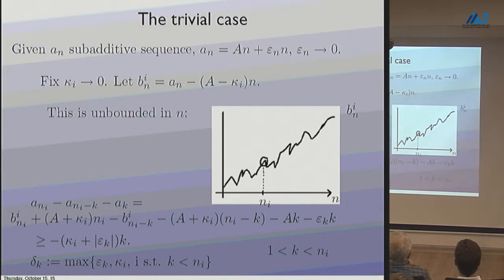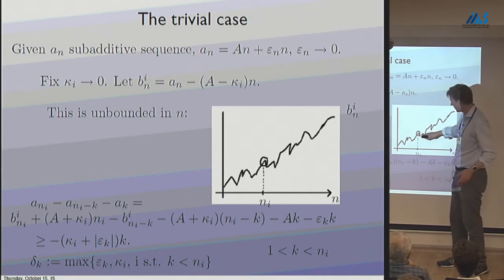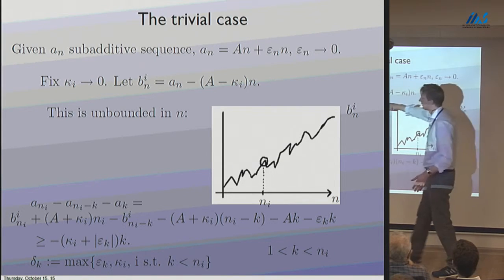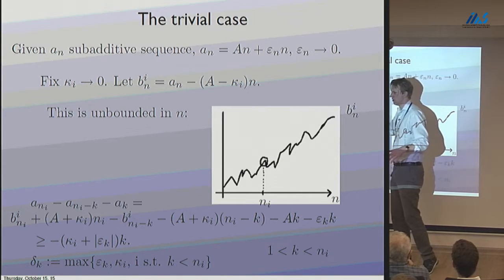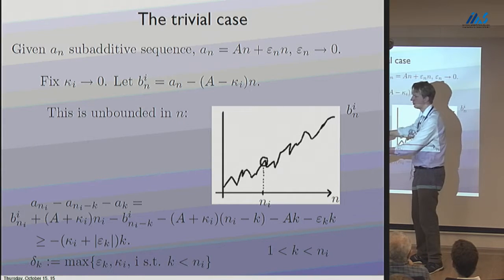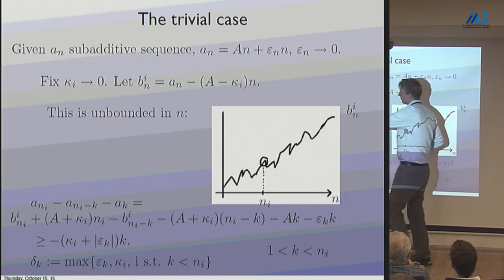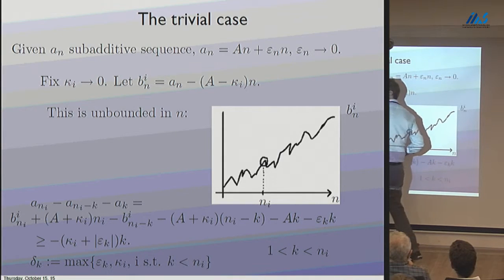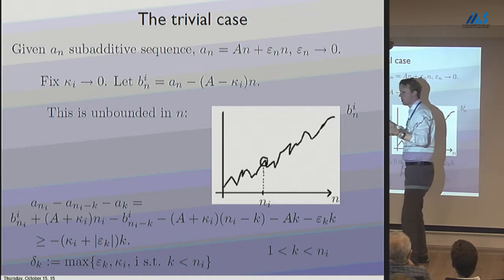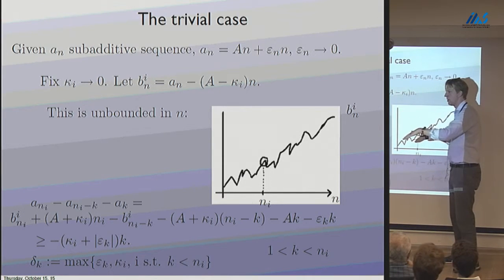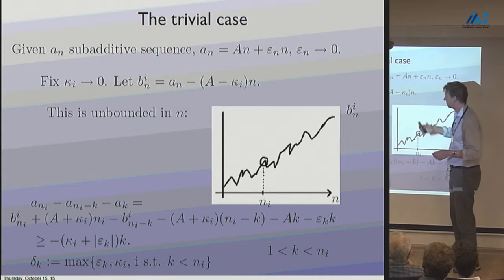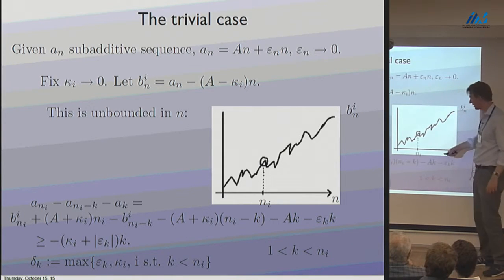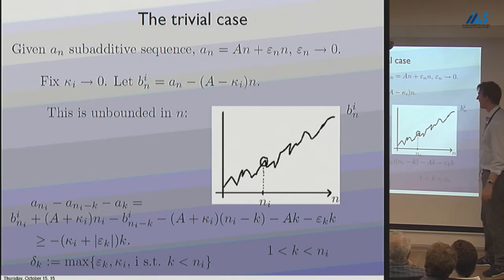So how do you choose kappa_i? Fix kappa_i, a positive sequence tending to zero, such that this goes to zero. Any sequence going to zero. Monotonically? Yeah, okay, monotonically. Why not? 1 over i. Yeah, 1 over i is good enough, I guess it's a matter of taste.